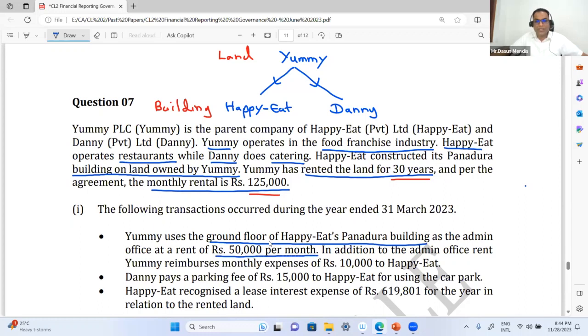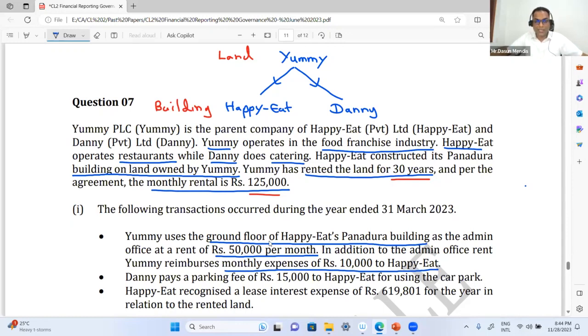50,000 rupees per month. Right? Then his parent company is making a rent payment to Happy Eat per month of 50,000 for using the ground floor of the building. In addition to the admin office rent, Yummy reimburses monthly expenditure of 10,000 for Happy Eat. Now, very carefully understand this, right?